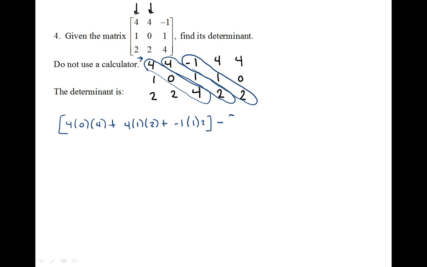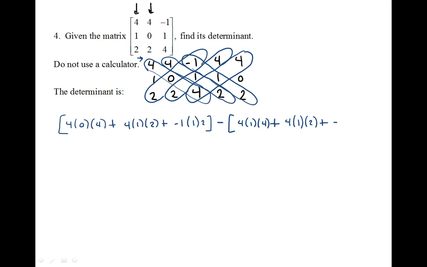Minus, and then maybe I'll do these other ones in a different color. So now I'm going to look at these ones right here. So that's going to be 4 times 1 times 4 plus 4 times 1 times 2 plus negative 1 times 0 times 2.